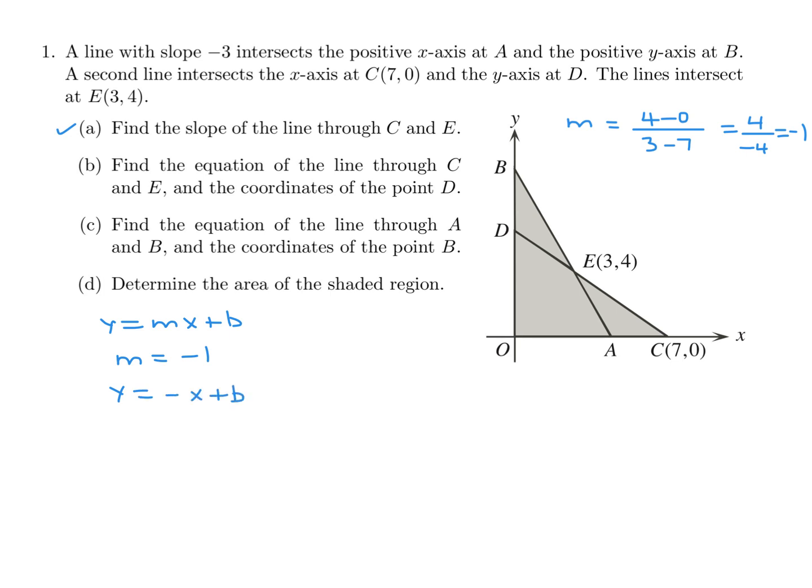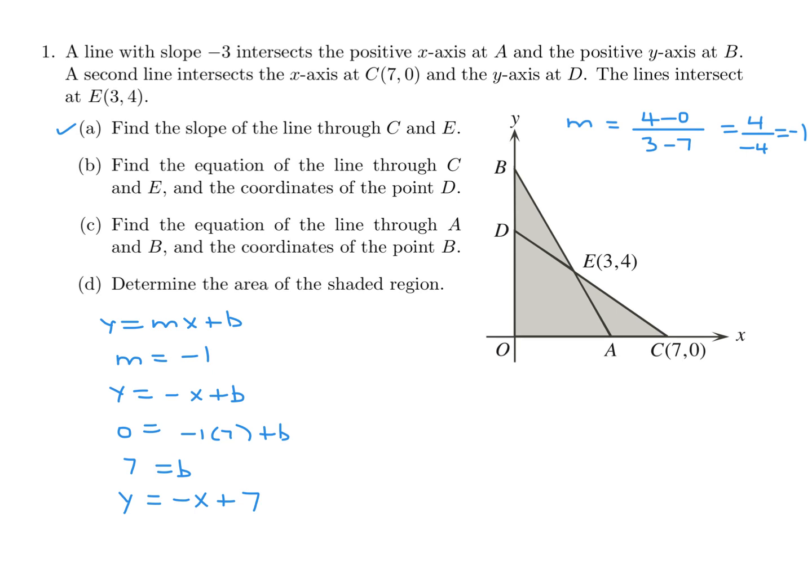Now to get the value for b, you just have to substitute one of the points on the line. We have both C and E, so I'll just use C. So when x is 7, y is 0. So we have 0 equals -1 times 7 plus b. Therefore b is 7. So the equation of this line is y equals minus x plus 7.